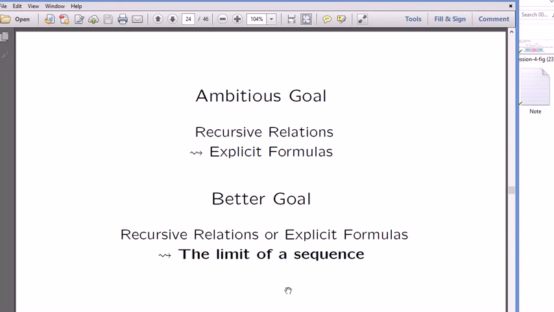But this is somewhat the interesting part. If we have a recursive formula or an explicit formula, can you calculate the limit of a sequence as n approaches infinity? What happens to this behavior?